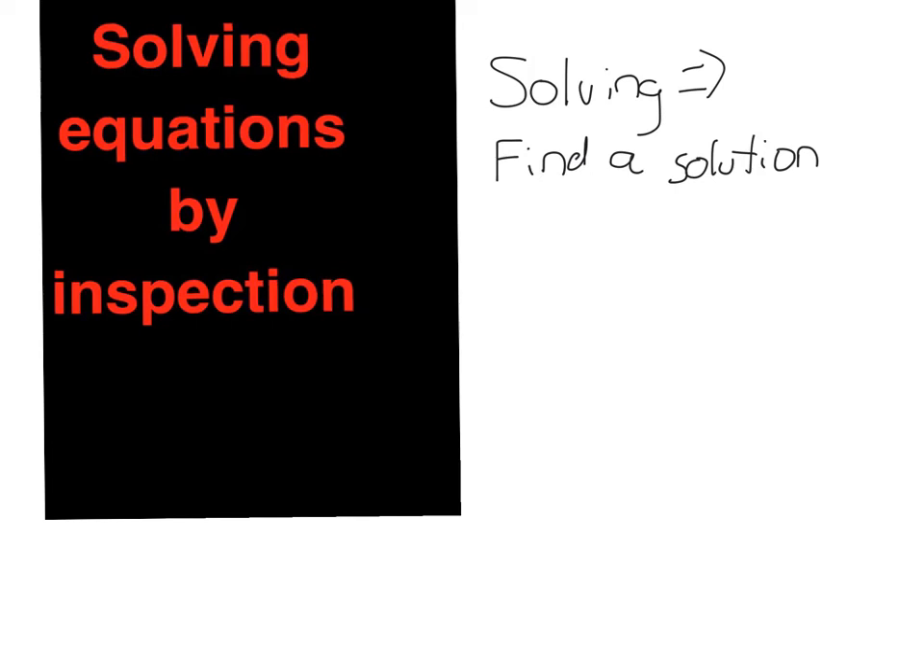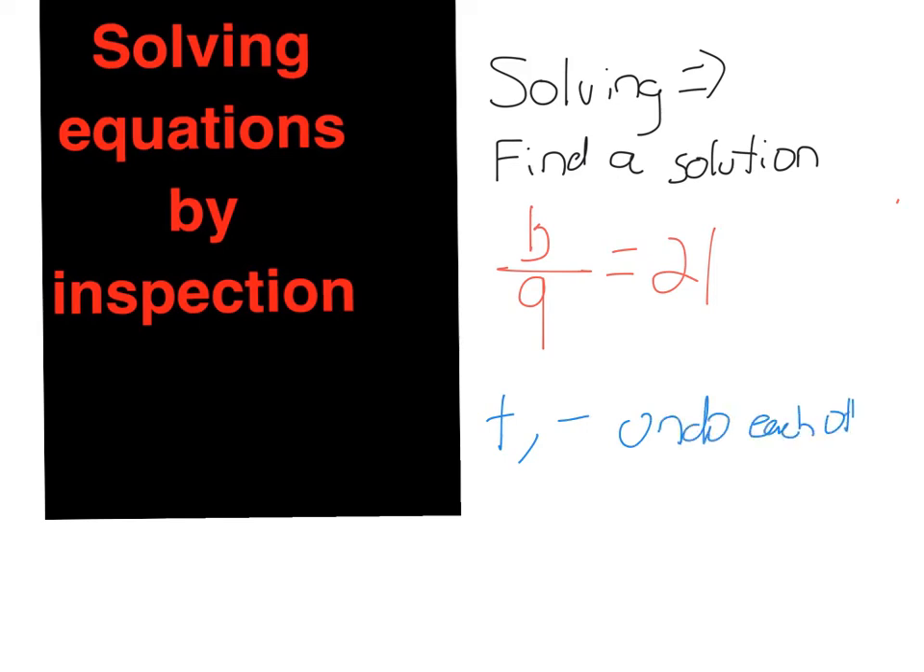Okay, so let's say we have something like this. We have b divided by 9 equals 21. Okay, so in this case, you may not be able to think off the top of your head, well, what number do you divide by 9 to get 21? So what we can do is we can undo the order of operations. So, plus and minus undo each other. Okay, they're also called inverses. Okay, just think about it for a sec.